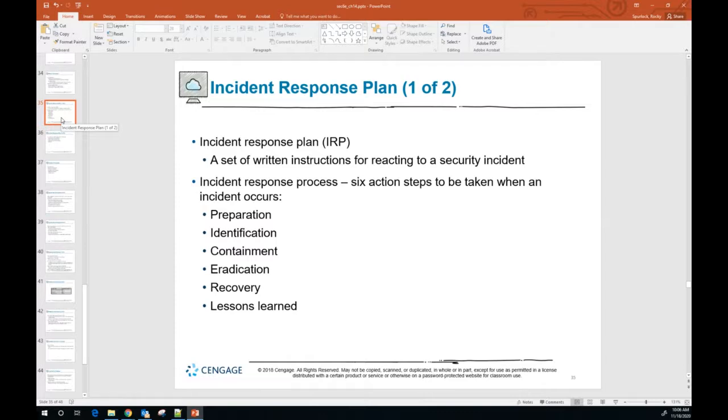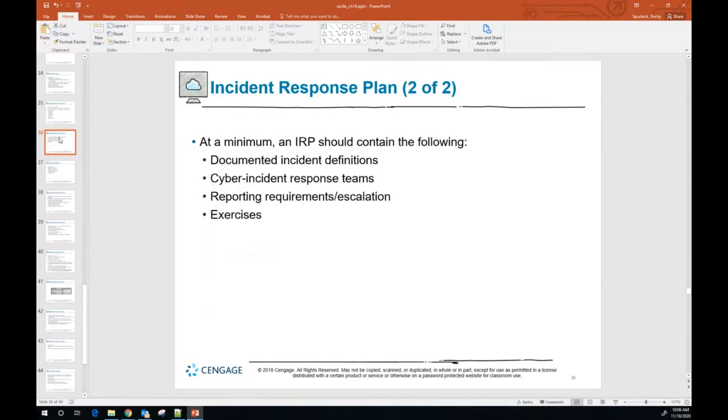Our incident response plan, that's a set of written instructions for reacting to a security incident. The process of this is 6 action steps that we need to take when an incident occurs. We need preparation, the identification, the containment, eradication, recovery. And then what do we learn? The lessons learned from this. At a very minimum, your IRP, your incident response plan, should contain documented incident definitions, cyber incident response teams, reported requirements and escalation, and then exercises.